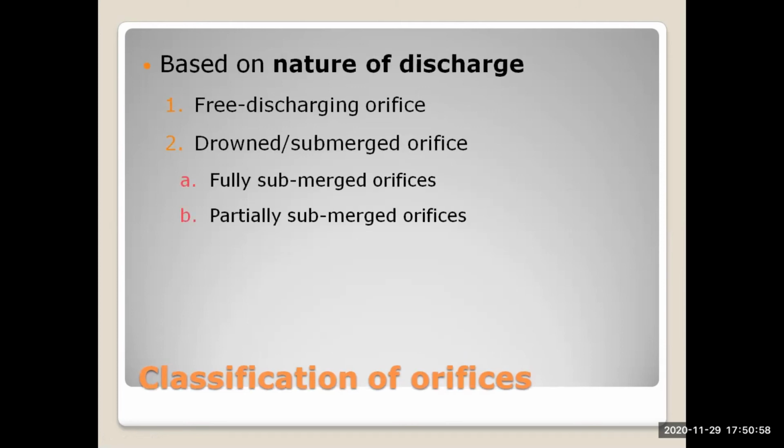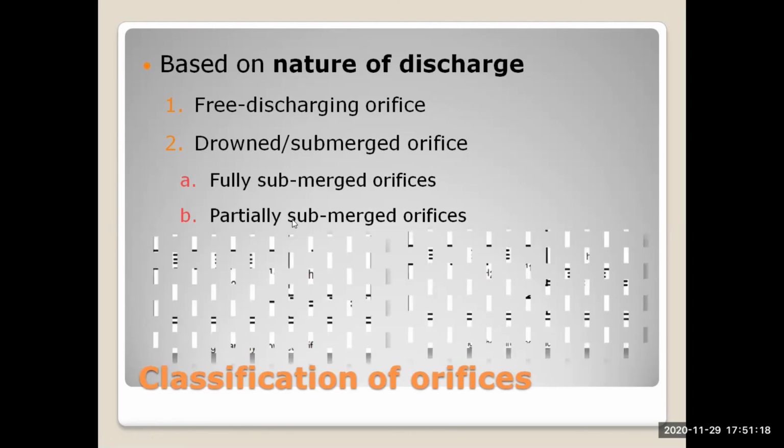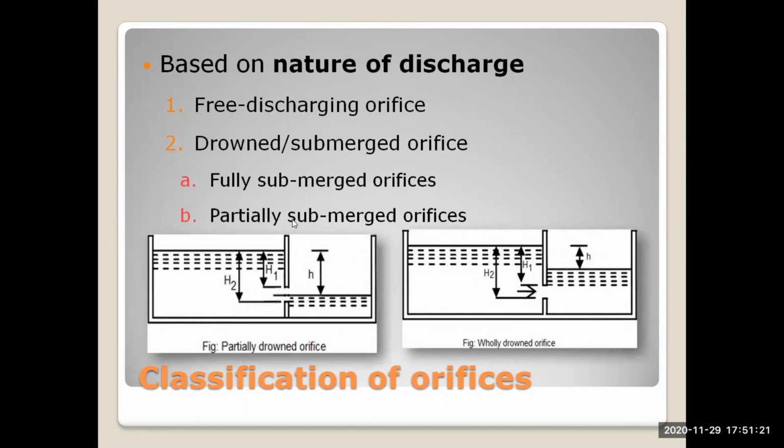The next classification is based on the nature of discharge. It is classified into free discharging orifice and submerged orifice. Again, in the submerged orifice we have two subclassifications: fully submerged orifice and partially submerged orifice. In the figures, the first is the partially submerged orifice. A submerged orifice is also called a drowned orifice. The second figure is a fully submerged orifice.